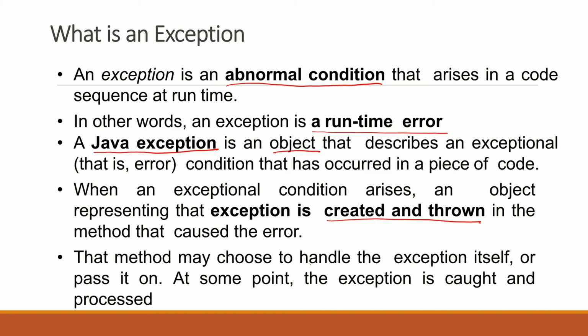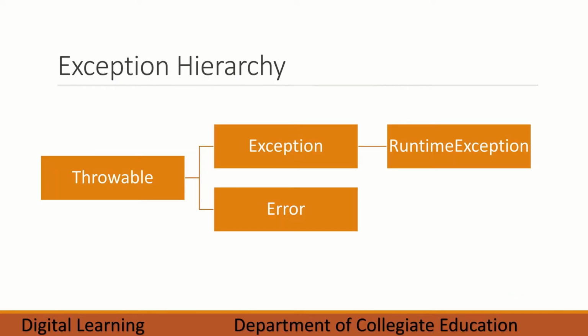We should write code to handle this exception. That is, we have to catch this exception and we have to process this exception. This is what we are going to do with our exception handling. So exception means an abnormal condition that may arise in a code during the execution.